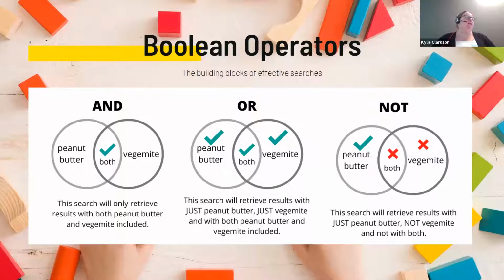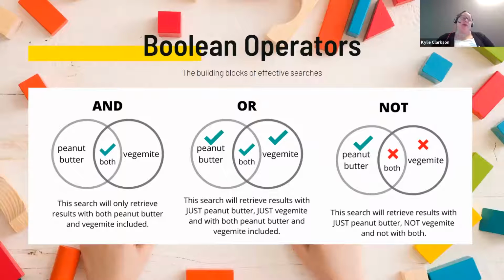Or, on the other hand, is a way of saying, I want the results that have peanut butter in them or the results that have Vegemite in them. I don't mind one or the other or both of them, okay? So or is used to expand your results, okay?